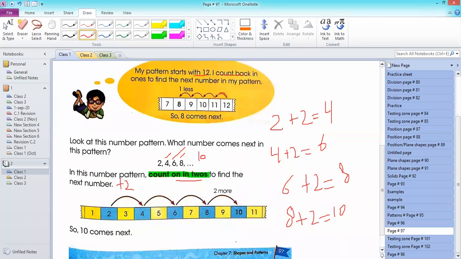Or guys, there is one more way you can do it, because you will not always have a number track that will help you. You can do it by adding also. 2 plus what will give you 4? 2 plus 1 is equal to 3. 2 plus 2 will give you 4. Check again. 4 plus what will give you 6? 2. So that means in the pattern you are adding 2. It is 2 more than. So for finding out what will come after 8, you will add 2 to 8 and the answer will be 10.